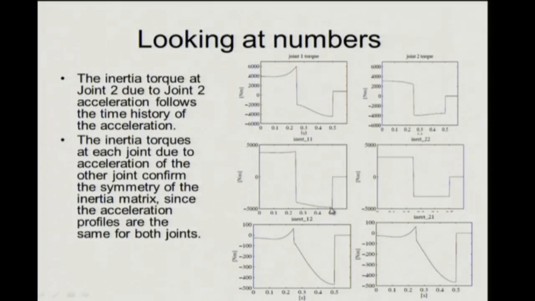So, you have a modification to the curve. And finally, if you look at the other two terms, the torque on link 1 due to acceleration of link 2, and the torque on link 2 because of that. Now, those two terms are symmetric. So, these two torques also turn out to be symmetric. So, this is the basic structure.